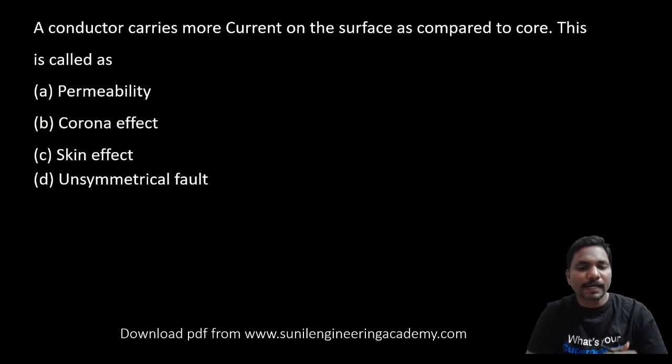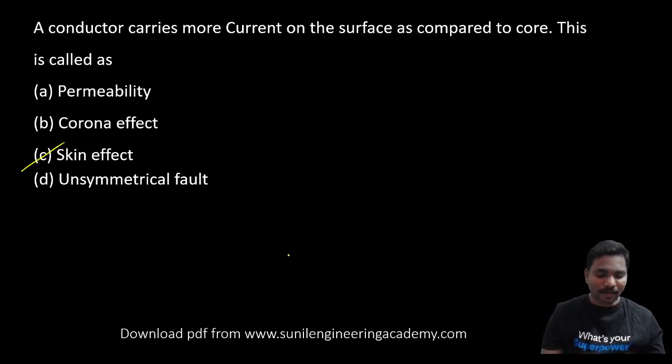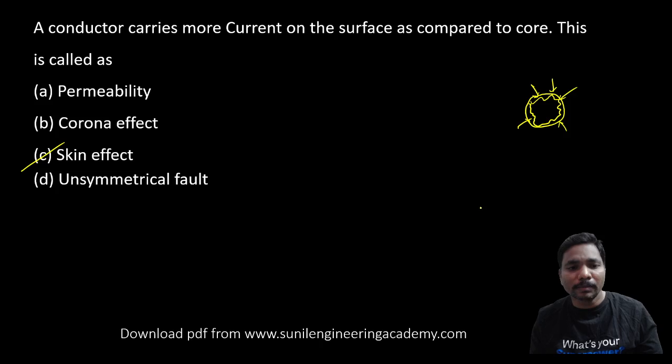A conductor carries more current on the surface as compared to the core. This is called, this is nothing but skin effect. I think all of you know very well. What is the nature of alternating current? The nature of alternating current is that it always flows on the surface of the conductor. Always trying to flow on the surface of the conductor, not trying to go into the core. So this is nothing but skin effect.